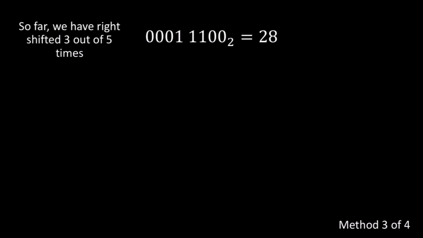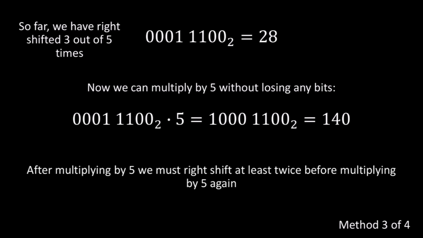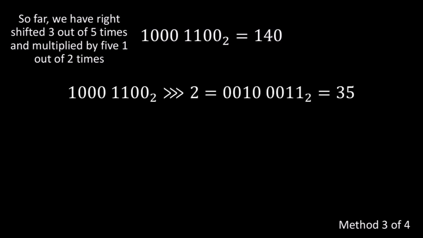Now we take the 28 and multiply by 5. This gives us 140. And now we must right shift twice since we have just multiplied by 5. Now the 140 can be right shifted twice. The first time we right shift it, it gives us 70, which is an even number, and 140 is also an even number, so that means we do not have to add 1 in either case. So the result of right shifting it twice is simply 35.